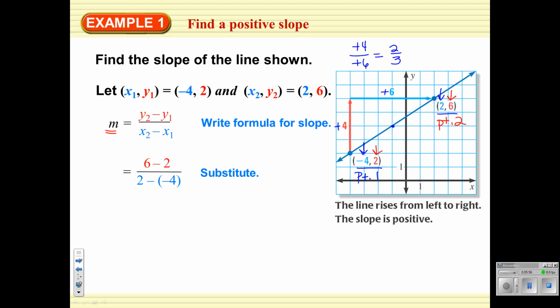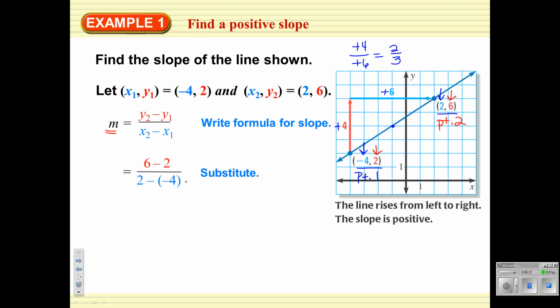So we're going to substitute. Notice my 6 went in for my y sub 2, and my 2 goes in for my y sub 1. And you guys, it doesn't matter which point you label point 1 and point 2, as long as you label it and you use the same y and x from the same point as your first coordinate. So 6 minus 2, y sub 2 minus y sub 1, over 2 minus my x sub 1, which is a negative 4. So look here, we have a minus a negative 4.